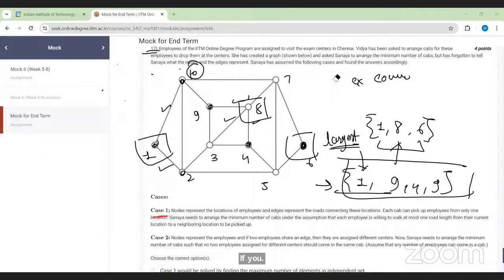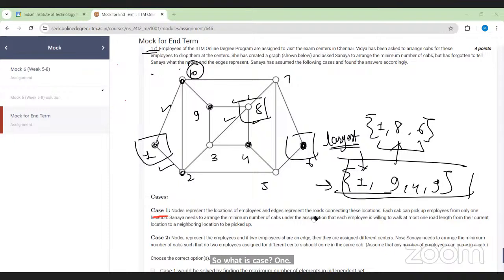Yes, correct, case 2 is the coloring. Sorry, case 2 is the coloring. So what is case 1? That will be maximum independent set.